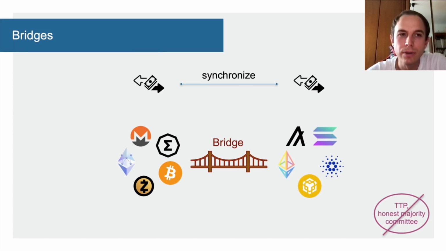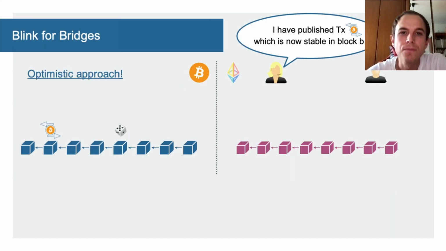So let's also talk about bridges again. How can we use this to build a bridge? We can build an optimistic bridge. Let's say Alice wants to deposit some money to the bridge address on Bitcoin and then withdraw some Ethereum from the bridge contract. What she can do is say to the smart contract, look, I've published a transaction on Bitcoin that is now stable in some block B.